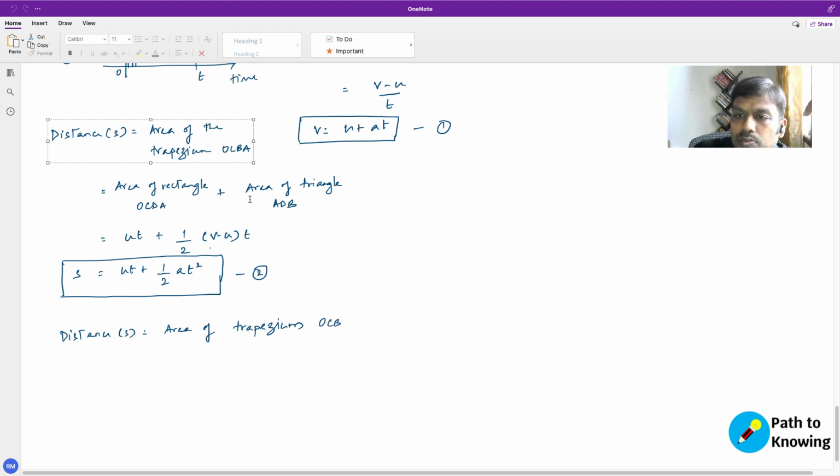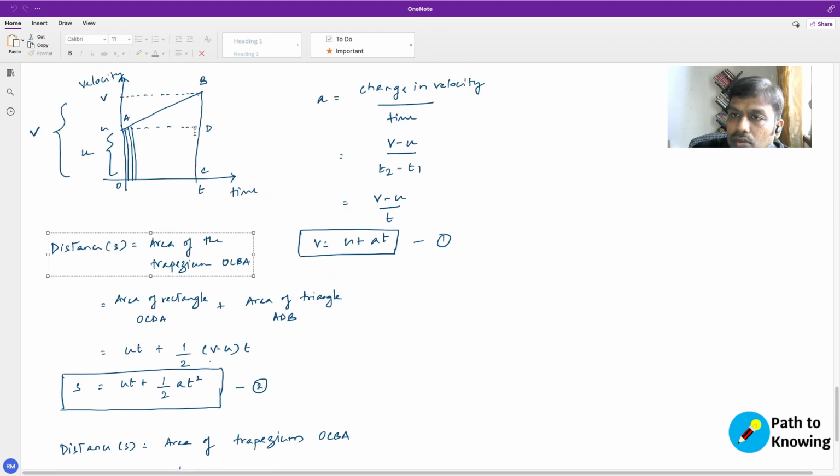and this time we will not split it into a rectangle and a triangle. There is a formula for calculating the area of the trapezium directly, which is half of the sum of these two parallel sides, which is the length of OA and CB. So it is basically going to be OA plus CB times the distance between the two parallel lines, which is going to be OC.